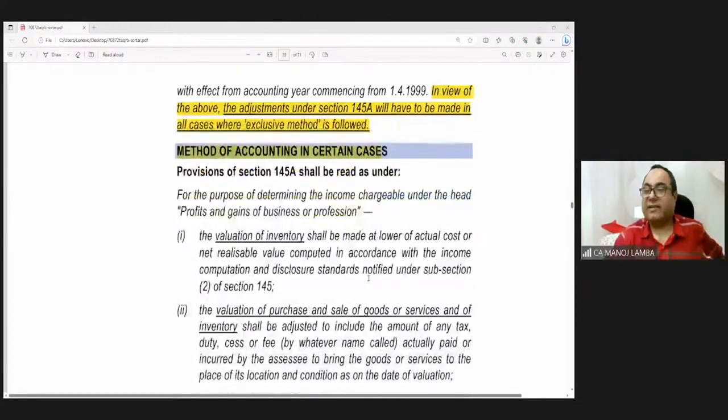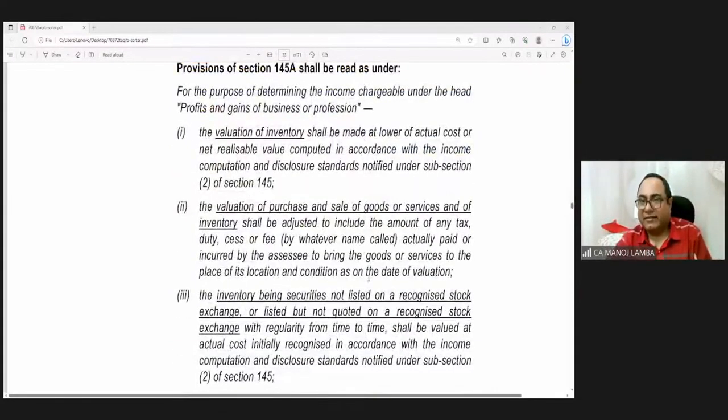And what does 145A say, sir? 145A says, for the purpose of determining the income chargeable under the head profits and gains of business or profession, the valuation of inventory shall be made at lower of actual cost or net realizable value computed in accordance with the income computation and disclosure standard notified under sub-section 2 of section 145. It says the valuation of inventory shall be made at actual cost or net realizable value, whichever is lower, computed in accordance with ICDS 2, not AS 2.